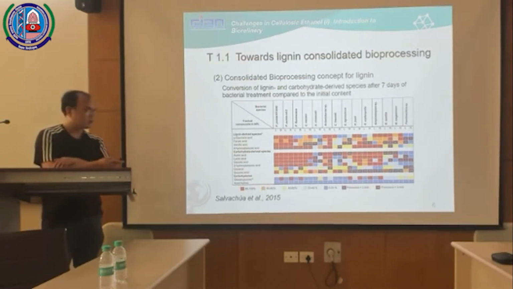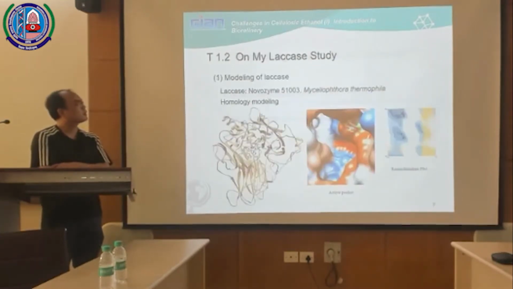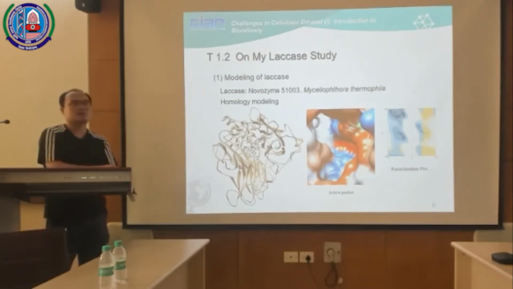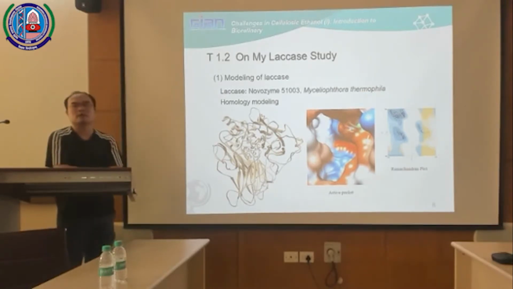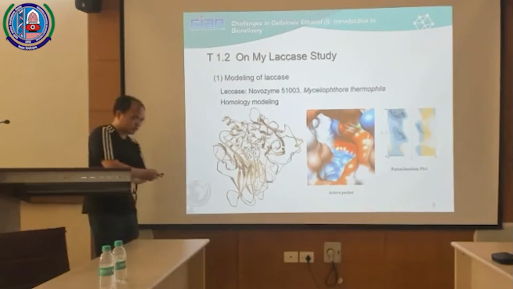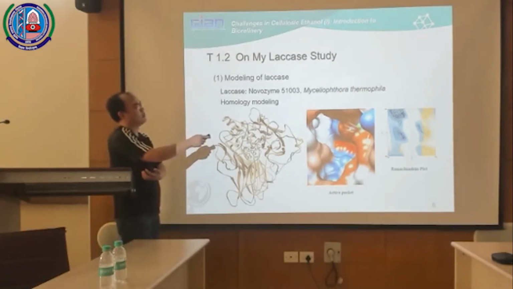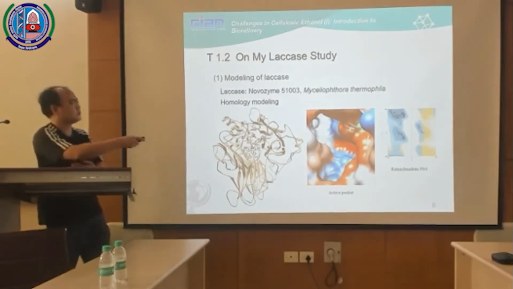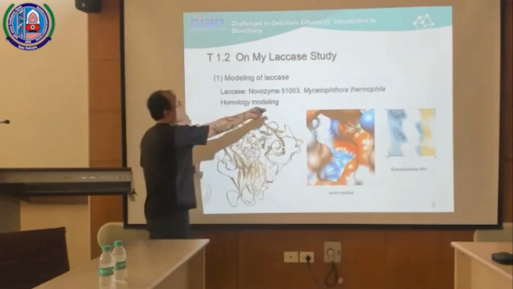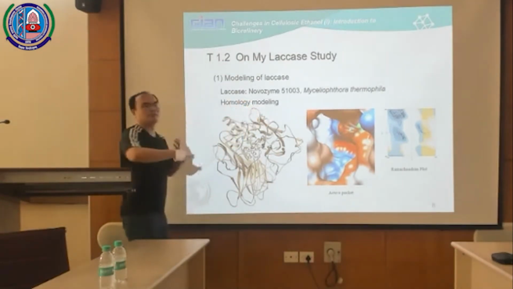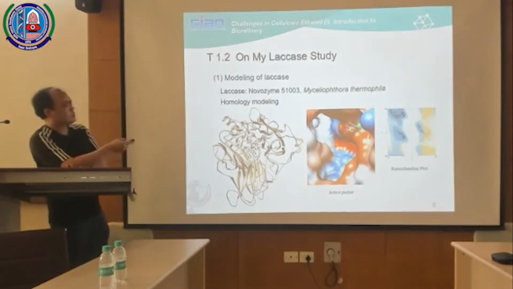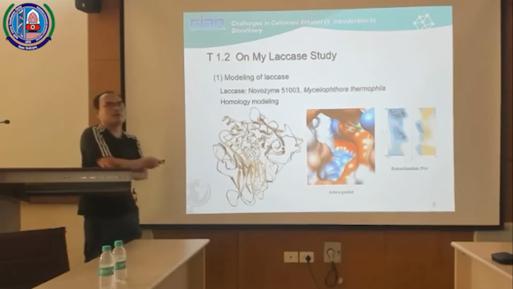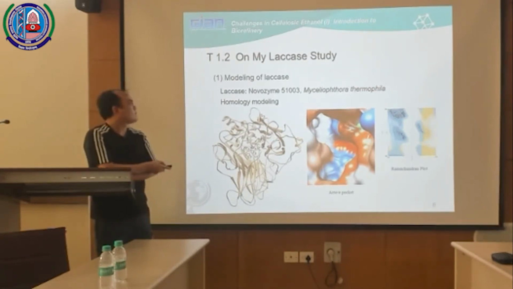Okay, let's move to the second part. I start from the modeling of an important laccase. This laccase has a commercial name. It's Novozyme 51003. You can purchase it from Sigma Aldrich. There's a commercial name, and this commercial name is preserved. It is from this strain. It is a Myceliophthora strain.